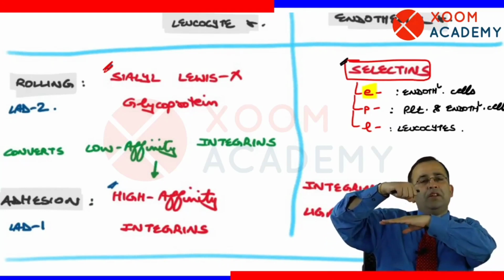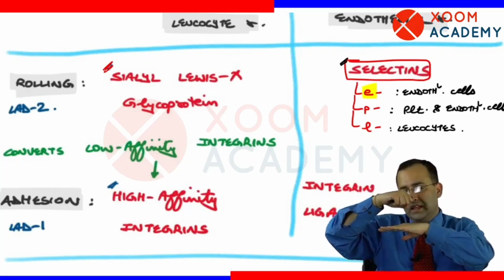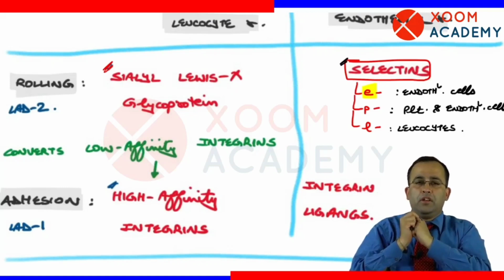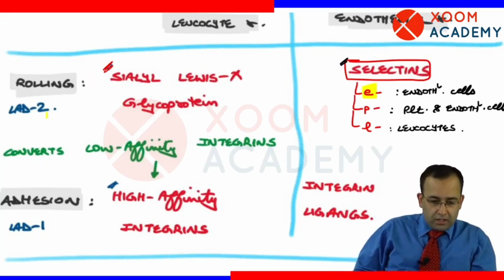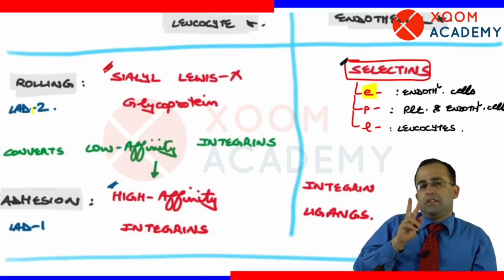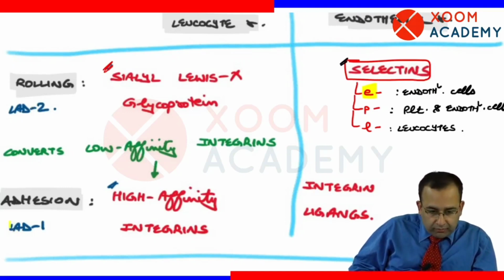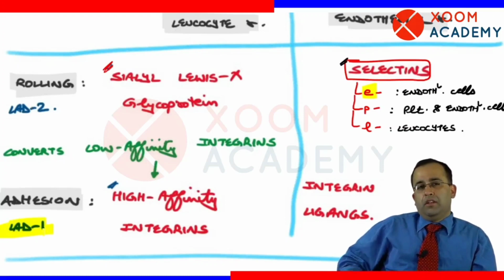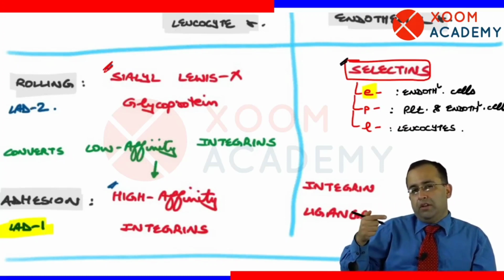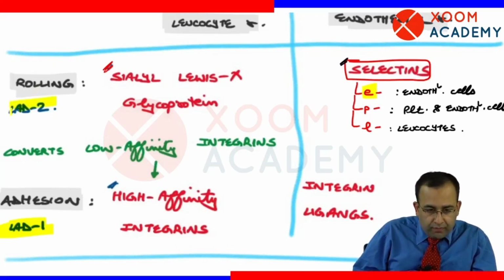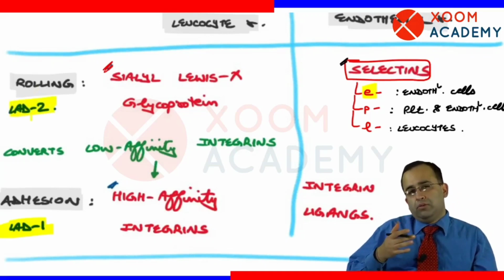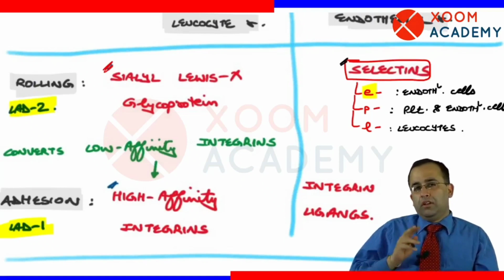Which is the leukocyte receptor associated with rolling? Sialyl Lewis X glycoprotein. Which is the leukocyte receptor for adhesion? That is high affinity integrins. So we have two diseases associated with innate immunity here. First is LAD1, leukocyte adhesion defect 1, which is a defect in adhesion. And the next is LAD2, leukocyte adhesion defect 2, which is a defect in rolling.